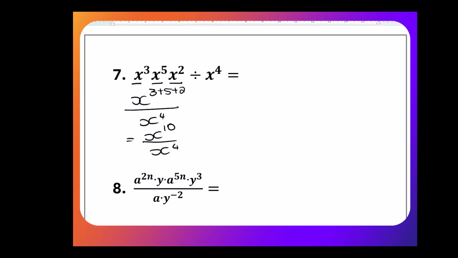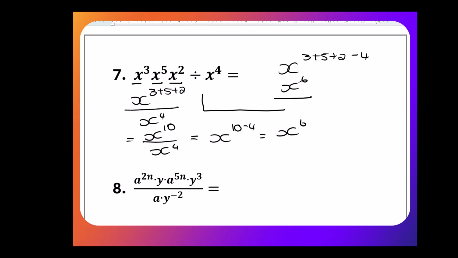Our law tells us if the base is the same, you divide, you subtract. So that's going to give me x to the exponent 10 minus 4 is equal to x to the exponent 6. That's the one method to do this. Or if you're lazy, you can go and say, if you multiply, you add. If you divide, you subtract. That will be 3 plus 5 plus 2 minus 4. So this gives me 10 minus 4. That gives me x to the exponent 6.